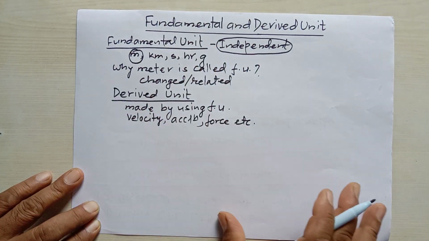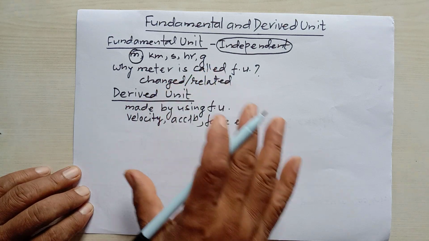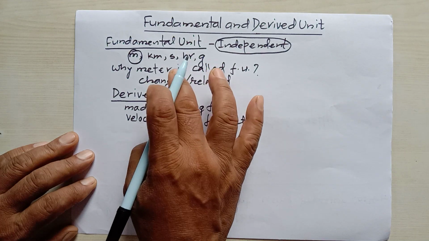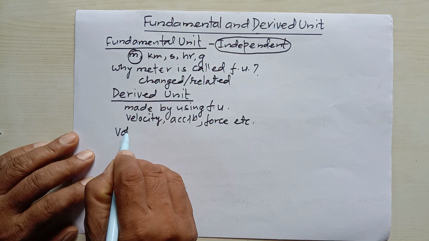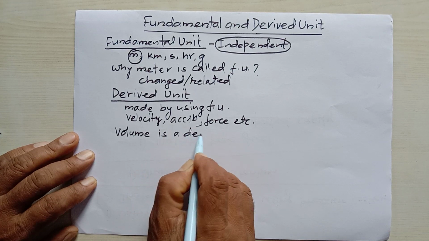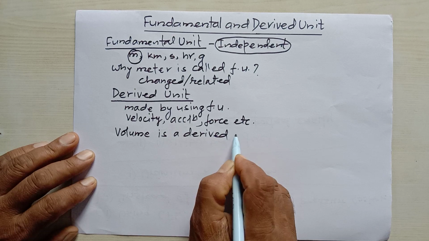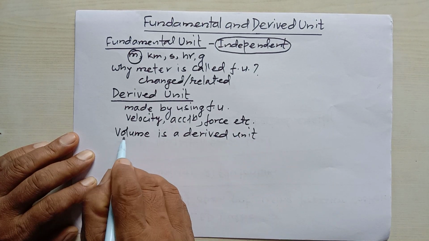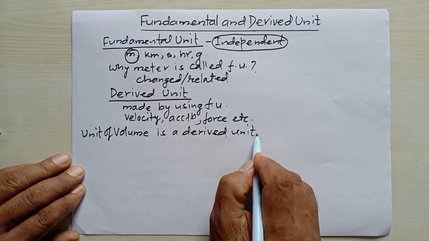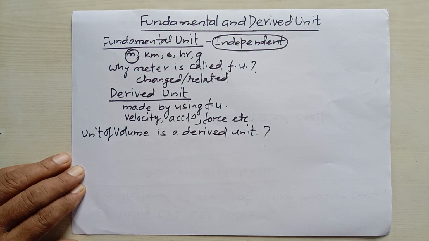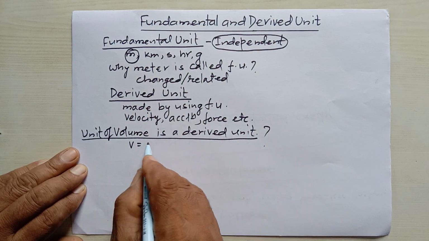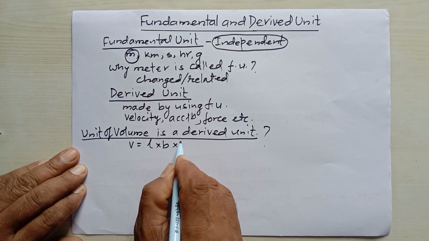They are derived units. They are dependent on others. But the question may sometimes be different. Just now, what I told about the fundamental unit, in the same way, volume is a derived unit. I mean to say unit of volume is a derived unit. Why? Do you know that volume is equal to length into breadth into height?